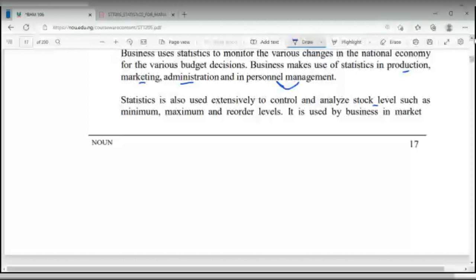What they want you to know is that for you to determine the minimum, the maximum, or the other levels, you need statistics. You just can't say this is my minimum level, this is my maximum level. You must have reasons for that. Okay, and that is where statistics comes in.